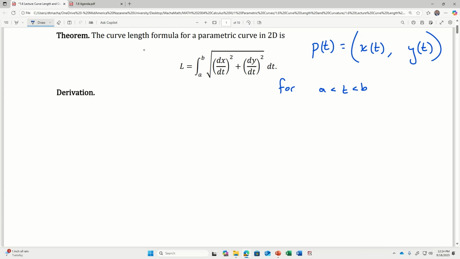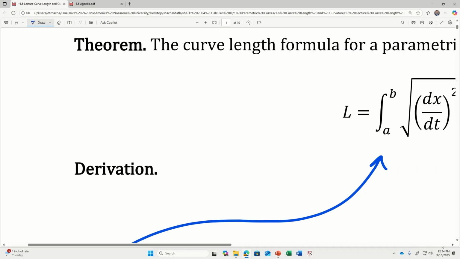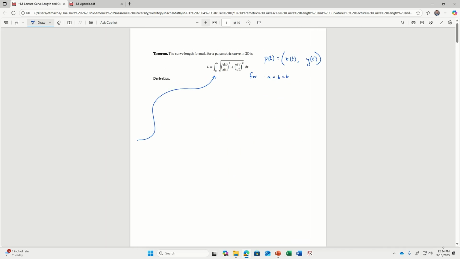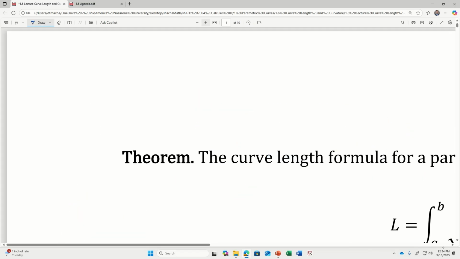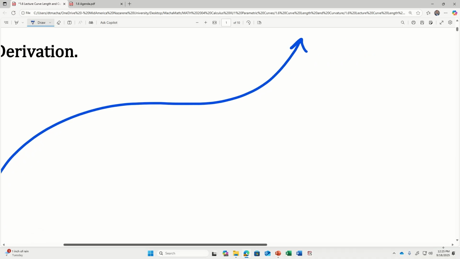So, why would we have this crazy formula? Here's a curve. And what I want to do is zoom in really, really close to this two-dimensional curve. I guess that's as far as it zooms. Okay, well, that's good enough.